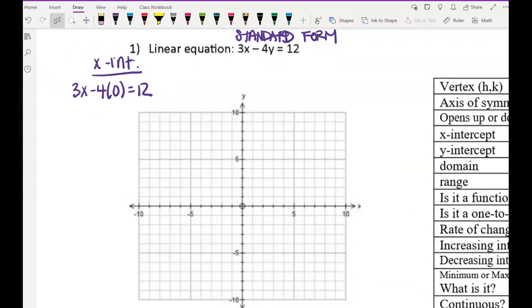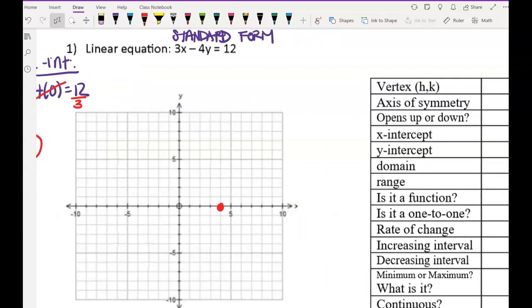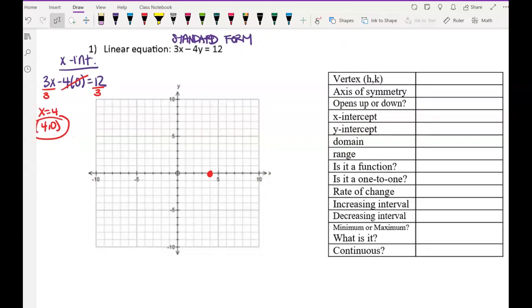And as you can see, when it's in standard form, it's so easy, right? Because 0 times anything is 0. So now we just have 3x equals 12. Divide both sides by 3, so x equals 4. So here's our x-intercept. And remember, for x and y-intercepts, we want to write it as an ordered pair. So 4, 0. And also, let's fill in the characteristic box over here. We're just going to say x-intercept, so 4, 0.